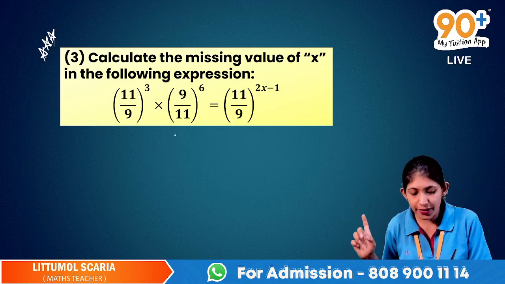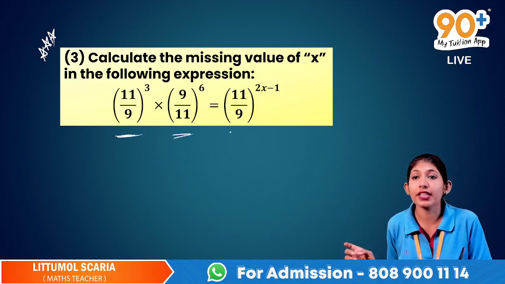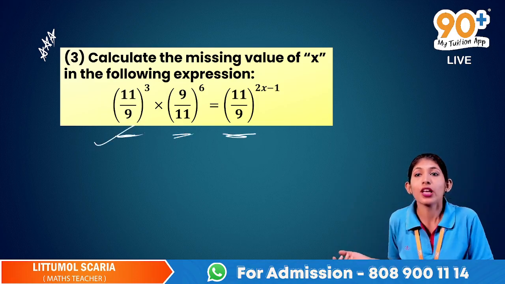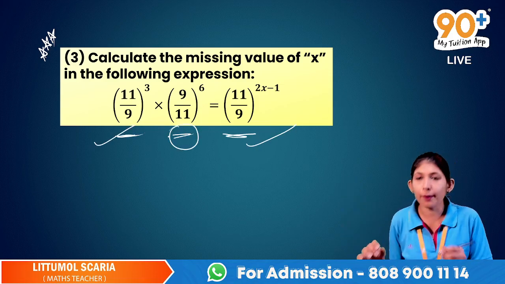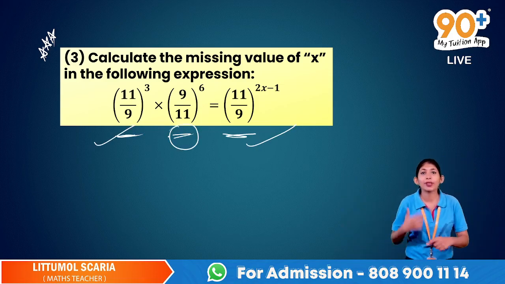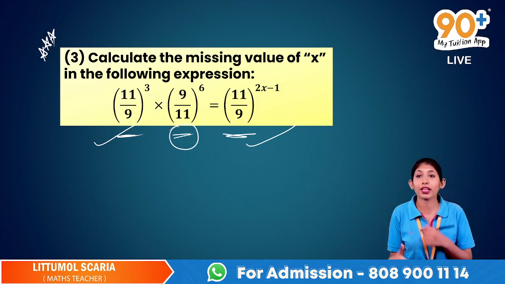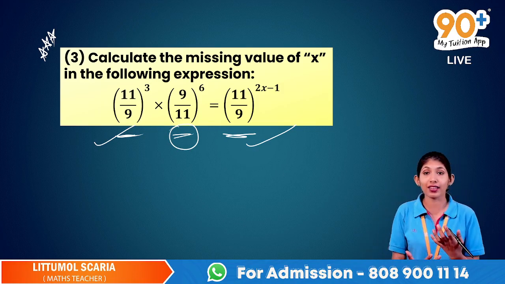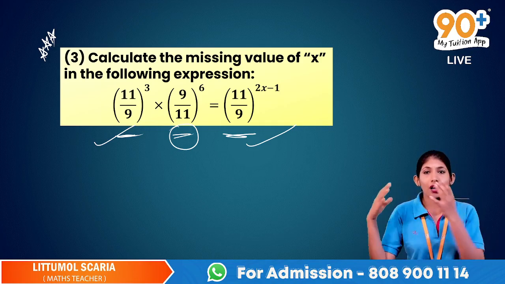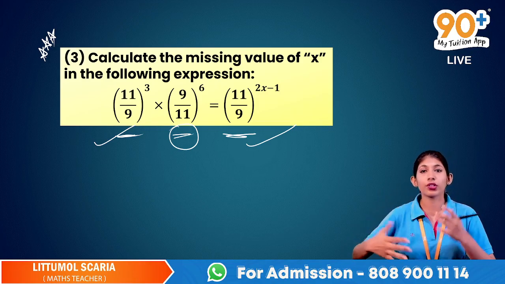So yes, look at the first one, 11 by 9, 11 by 9. Left hand side look, right hand side we are having what? 11 by 9. But only one got turned upside down. The second term became 9 by 11. Instead of 11 by 9, it became 9 by 11. So if it was the same 11 by 9, what could we have done? Using a raised to m into a raised to m is equal to a raised to m plus 1.